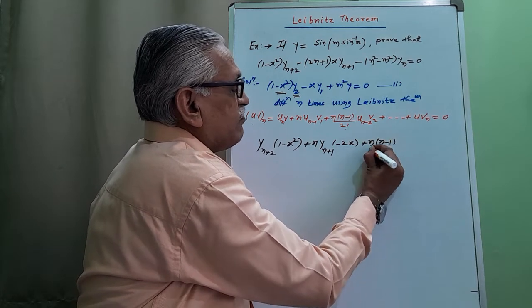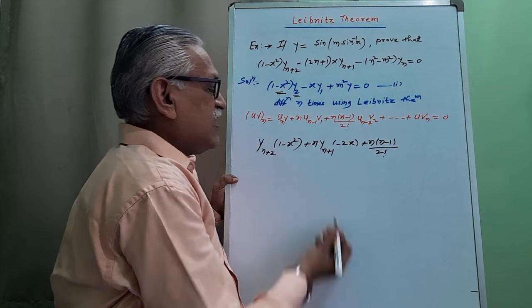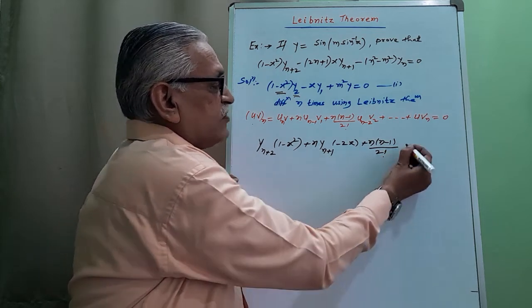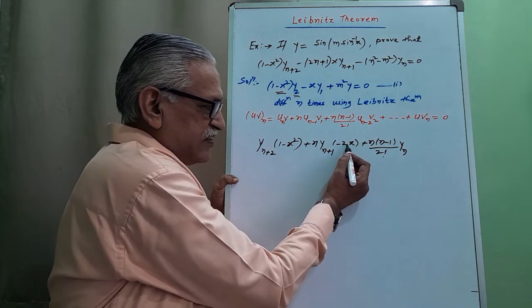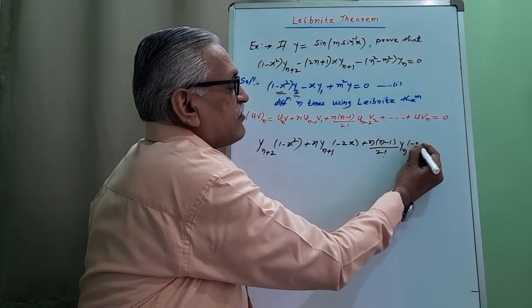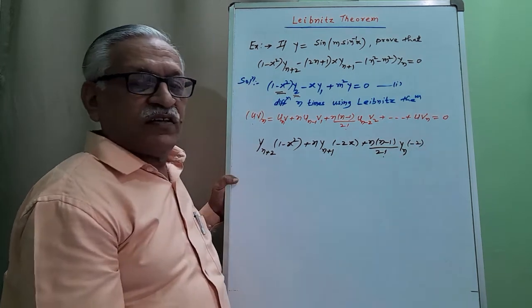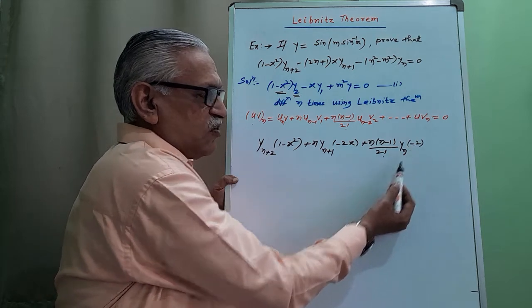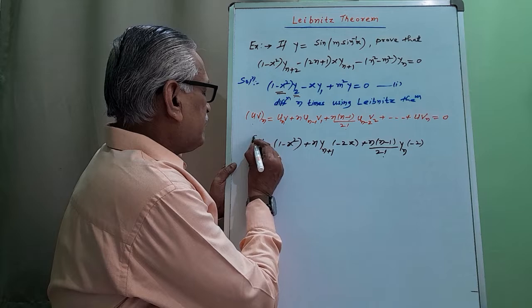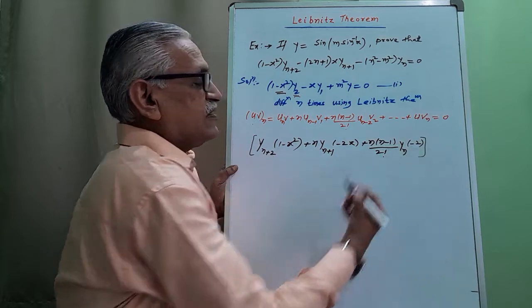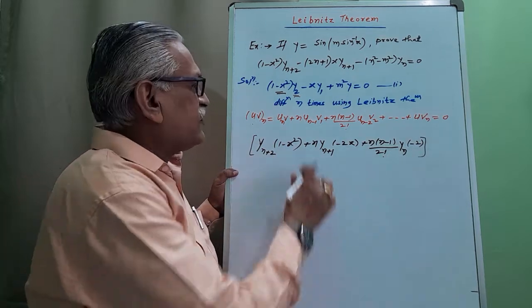Next one is n(n-1)/2 factorial. Again decrease the suffix by 1, we get the next as y_n, into the next derivative of minus 2x, which is minus 2. And as this one is a constant term, its next derivative is 0, we stop here. This is the nth derivative of the first term.